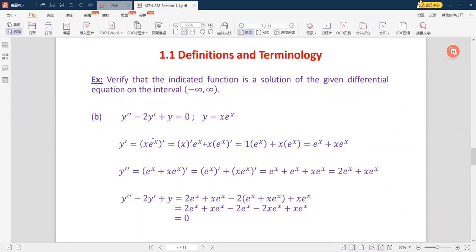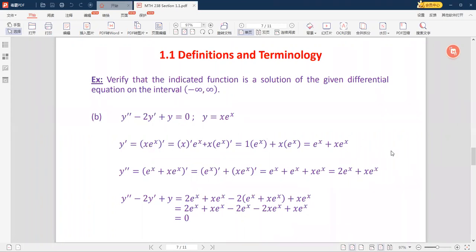if you still remember how to find the derivatives of functions, then the rule we're going to use here is the product rule, because we have the product of two functions, namely x and e to the x. Those are the two functions in this problem. So we have to use the product rule.